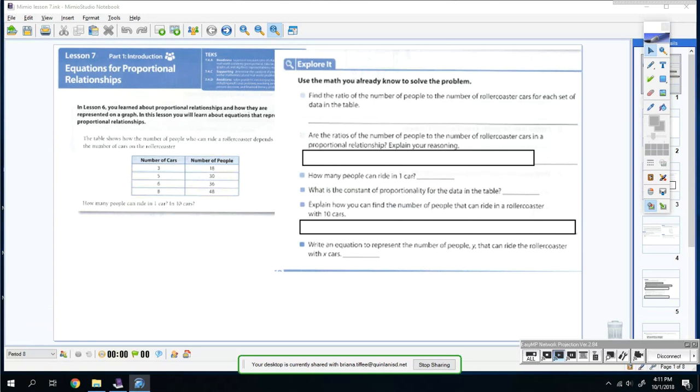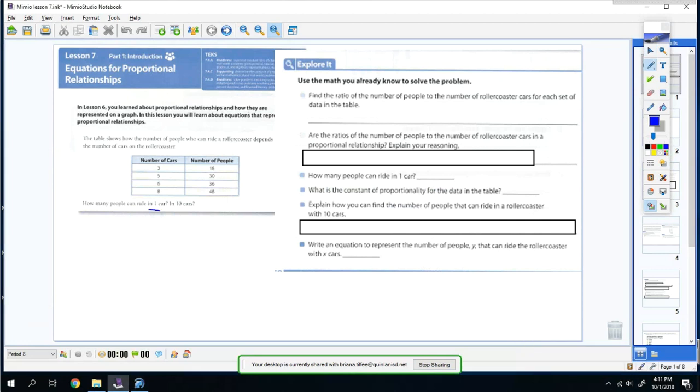The table shows that the number of people who can ride a roller coaster depends on the number of cars on that roller coaster. It asks how many people can ride in one car. Since I'm trying to figure out how many can ride in one car, I'm going to find the unit rate. So I'm going to make this an x and this a y, because I know y always goes over x.